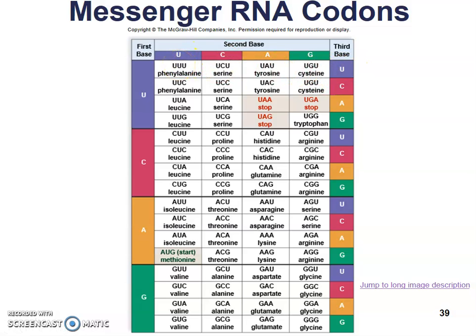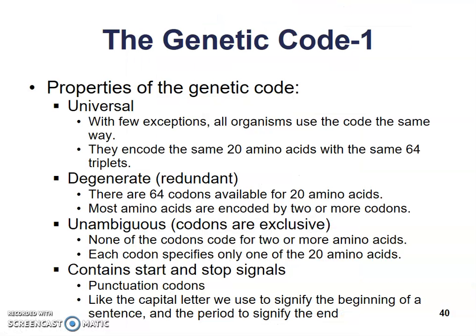Now, there is a wheel method that I find much easier to use. So you'll be getting a chart like this, and we'll go over how to use it, and a wheel that you'll be getting in class as well, and we'll go over how to use that. So properties of the genetic code. It's universal. With very few exceptions, all organisms use this genetic code the exact same way.